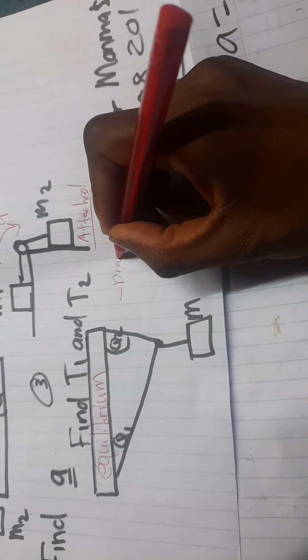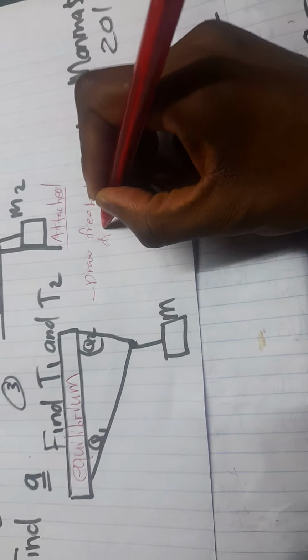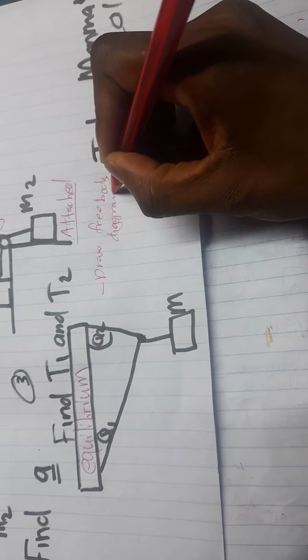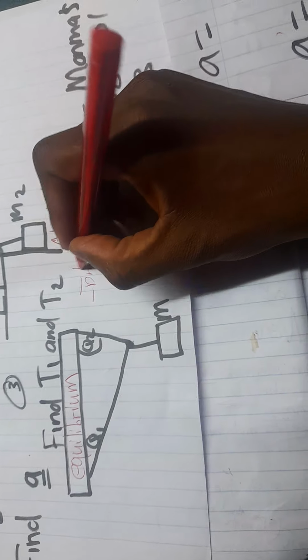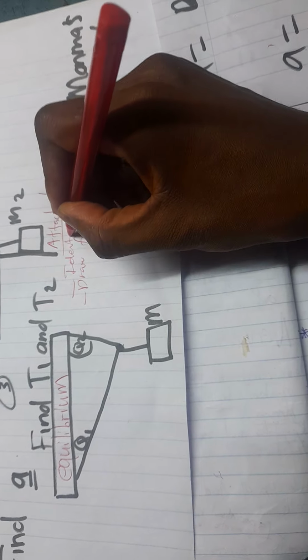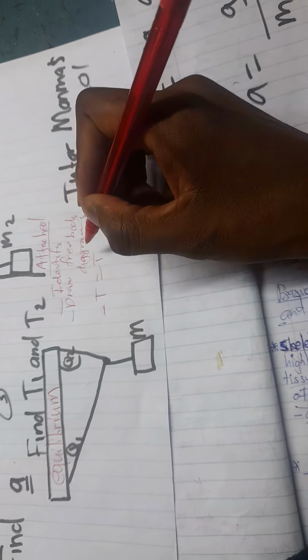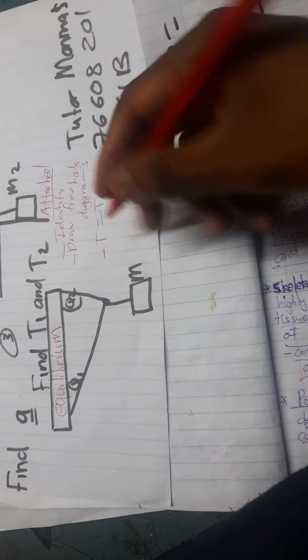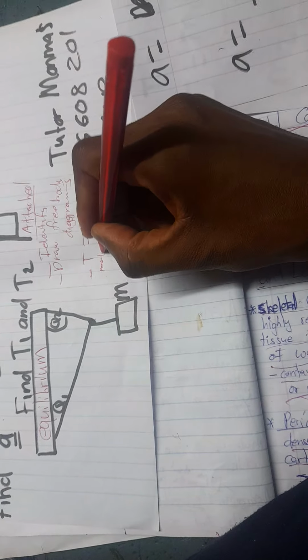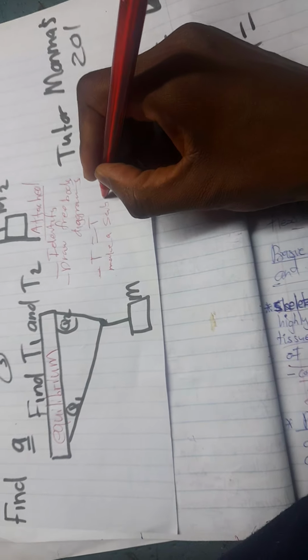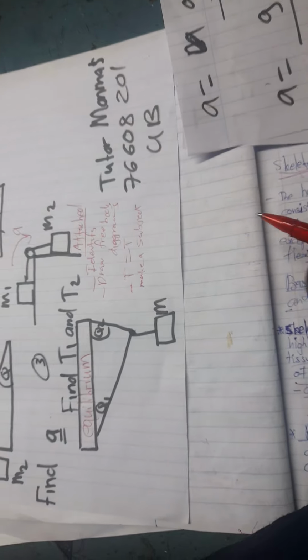When answering these questions, you draw free body diagrams. What do you do again? You identify the forces, and you equate T to T. For question number 1, 2, 3, and these other things, you make A the subject of the formula.